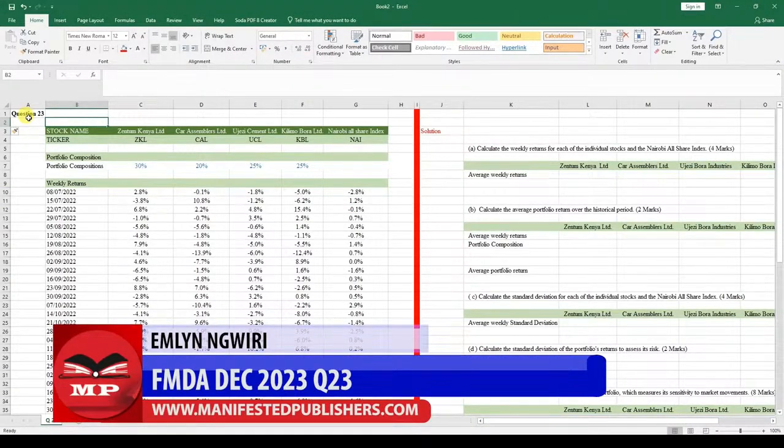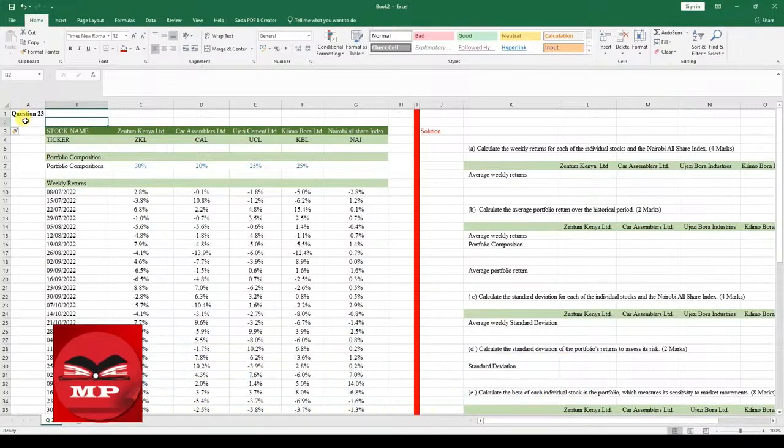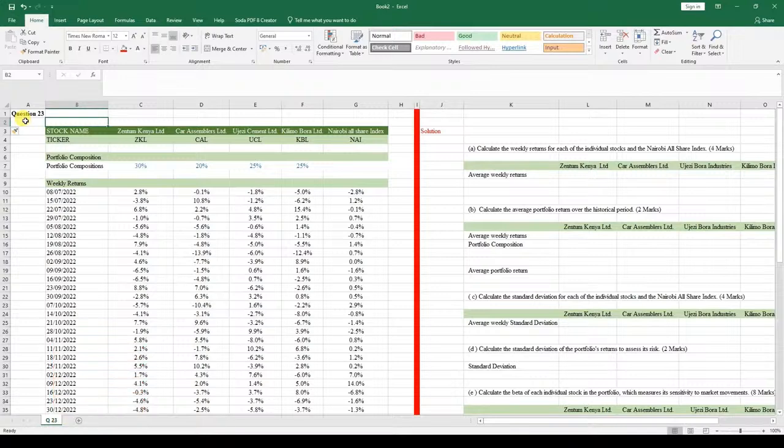My name is FAM Lingwiri, and today, ladies and gentlemen, we are discussing the financial modeling and data analytics paper, December 2023 sitting. The focus is on question 23, and you are presented with the following information right on the left of your screen here.